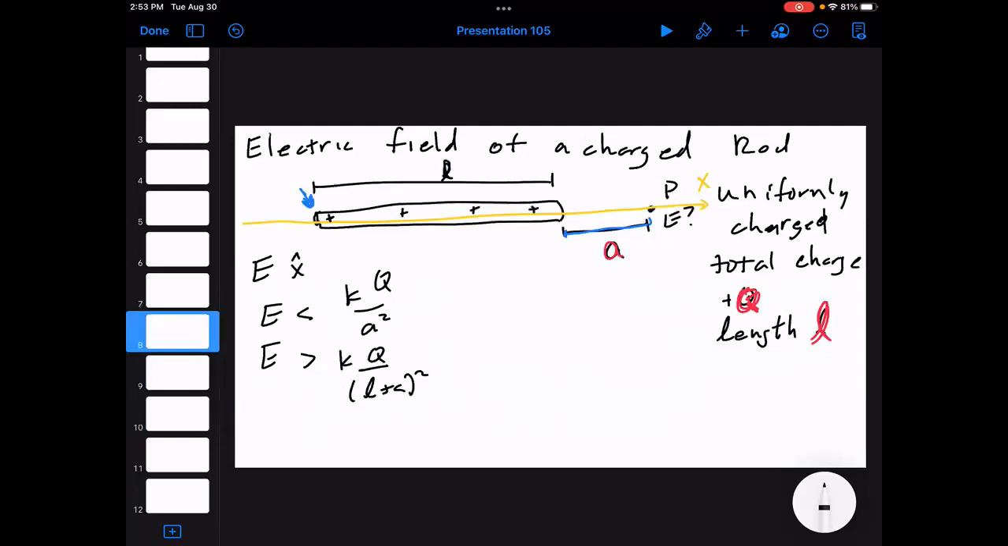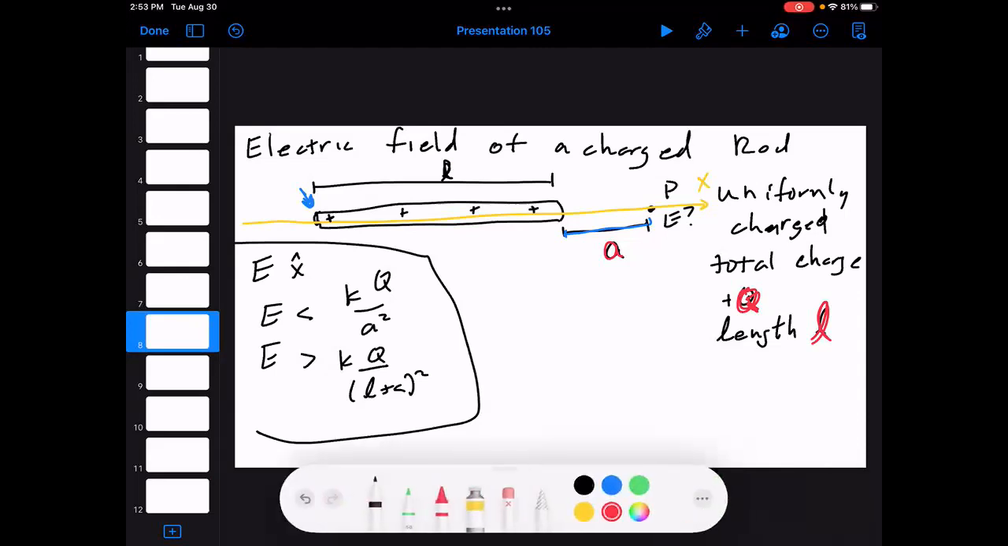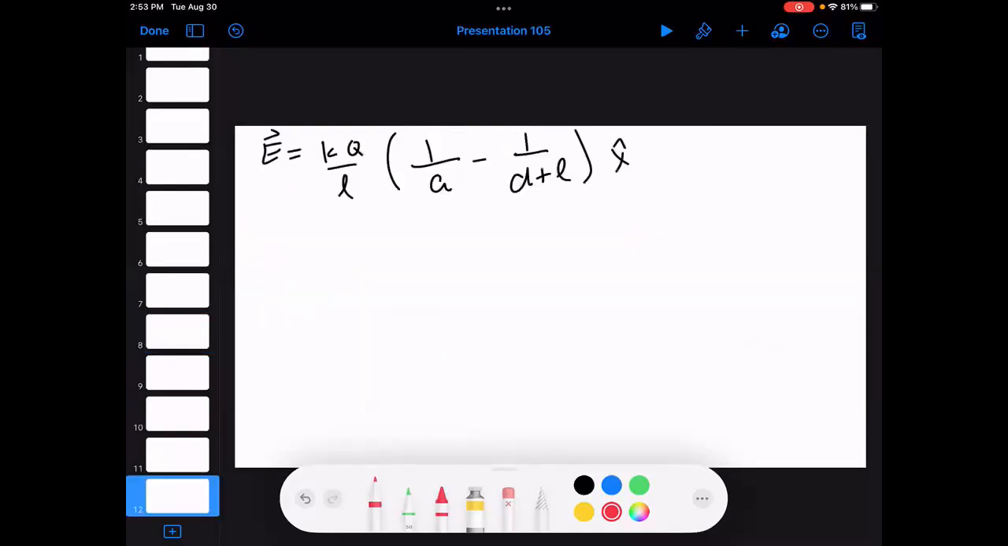Okay, so we started with this set of ideas. Did we get the first? Yeah, we did. It's in the positive x direction. That's pretty solid. Okay, now let's look at these second two. It should be smaller than kq over a squared and larger than kq over L plus a squared. Well, KQ over LA minus KQ over LA plus L.